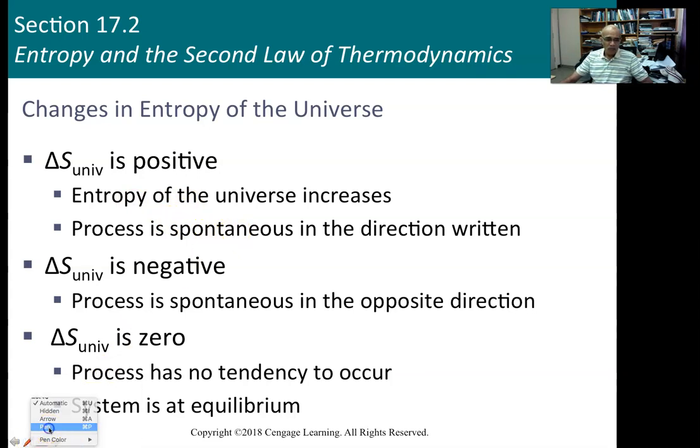If the change in entropy of the universe is negative, that means it's non-spontaneous. Another way of putting it is spontaneous in the opposite direction. And when the change in entropy of the universe is zero, that means the system is at equilibrium. We'll be looking at all these sorts of changes in the forthcoming slides.